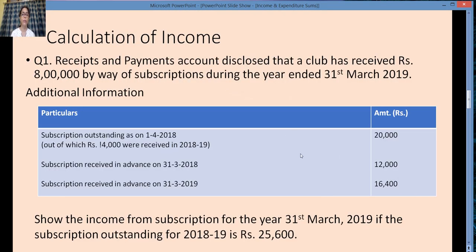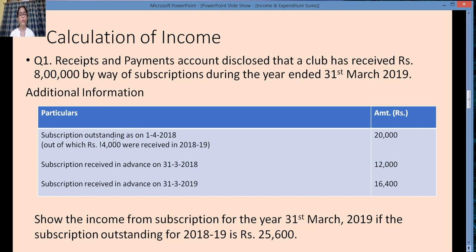It will become more clear when you go through this particular sum. What is the sum? The question is: the receipts and payments account discloses that a club has received rupees 8 lakhs by way of subscription during the year ended 31st March 2019.